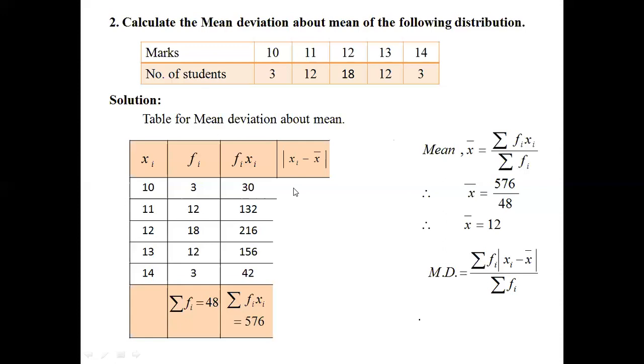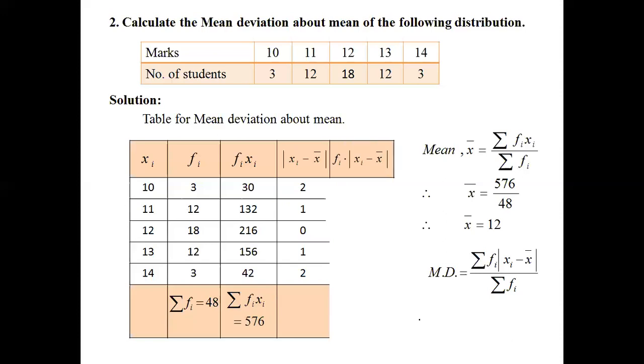So we get for the first one, 10 minus 12, minus 2, and mod of minus 2 is equal to 2. Then 11 minus 12, minus 1, and mod of minus 1 is equal to 1. Next one, 12 minus 12, 0. Next, 13 minus 12, 1, and mod of 1 is equal to 1. 14 minus 12, 2, and mod of 2 is equal to 2.